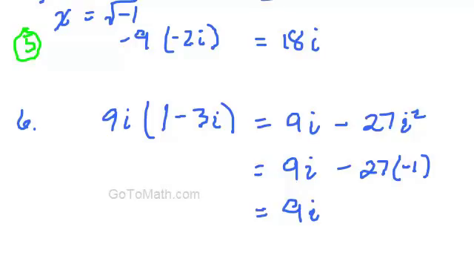Negative times negative is a positive, so we have plus 27. We want to write this in standard form: write the real part first, and then the imaginary part. It's 27 plus 9i, standard form. All right, that was 6 there, so let's look at 7.